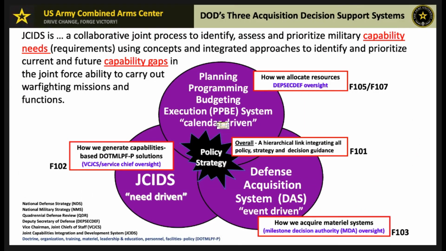The DoD uses 3 systems to make sure the military gets what it needs. Think of it as a well-oiled machine with 3 gears. And our first gear is PPBE, that's planning, programming, budgeting, and execution.